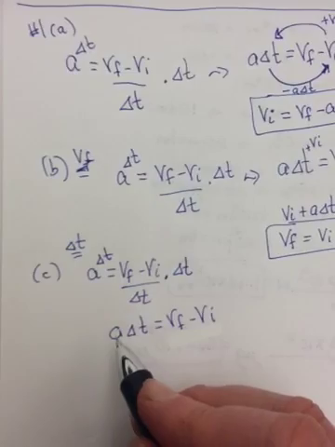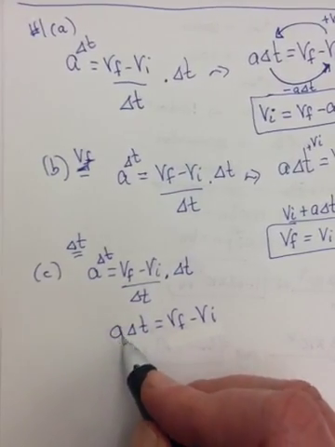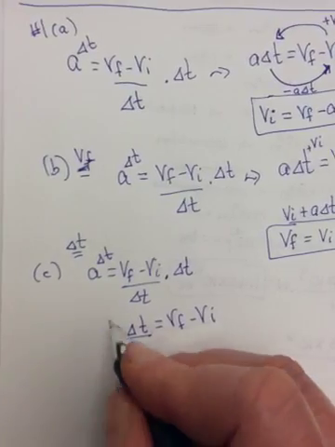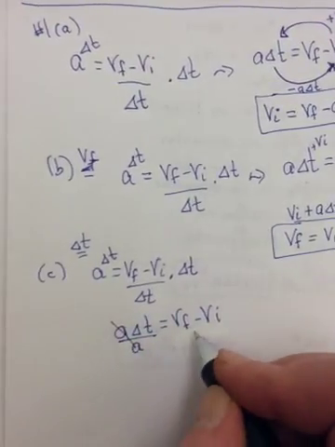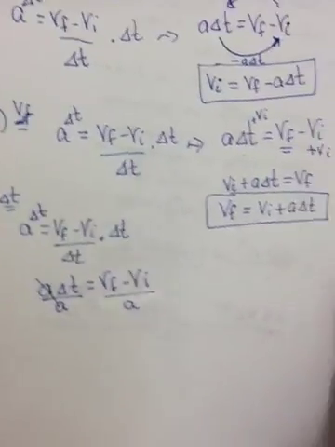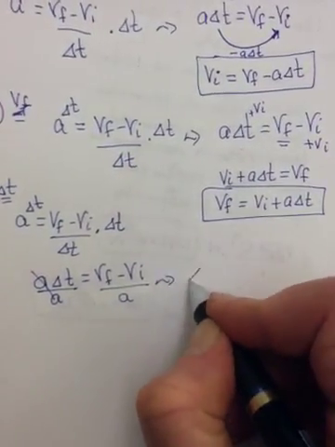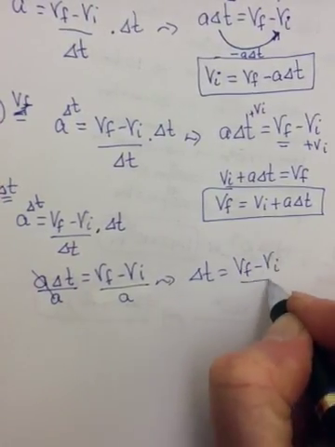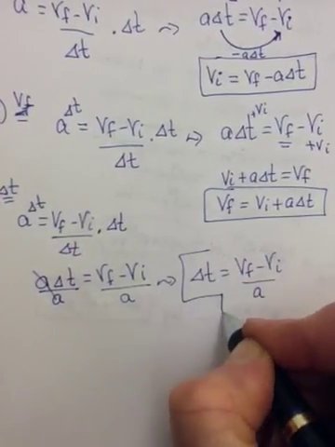Okay, so now I want to get the delta t all by itself, which means I need to get rid of the a. The a is multiplied by the delta t, so to get rid of it, I would need to divide. If I divide this side by a, I need to divide this side by a. The a cancels here, and we're left with delta t is equal to VF minus VI over a.